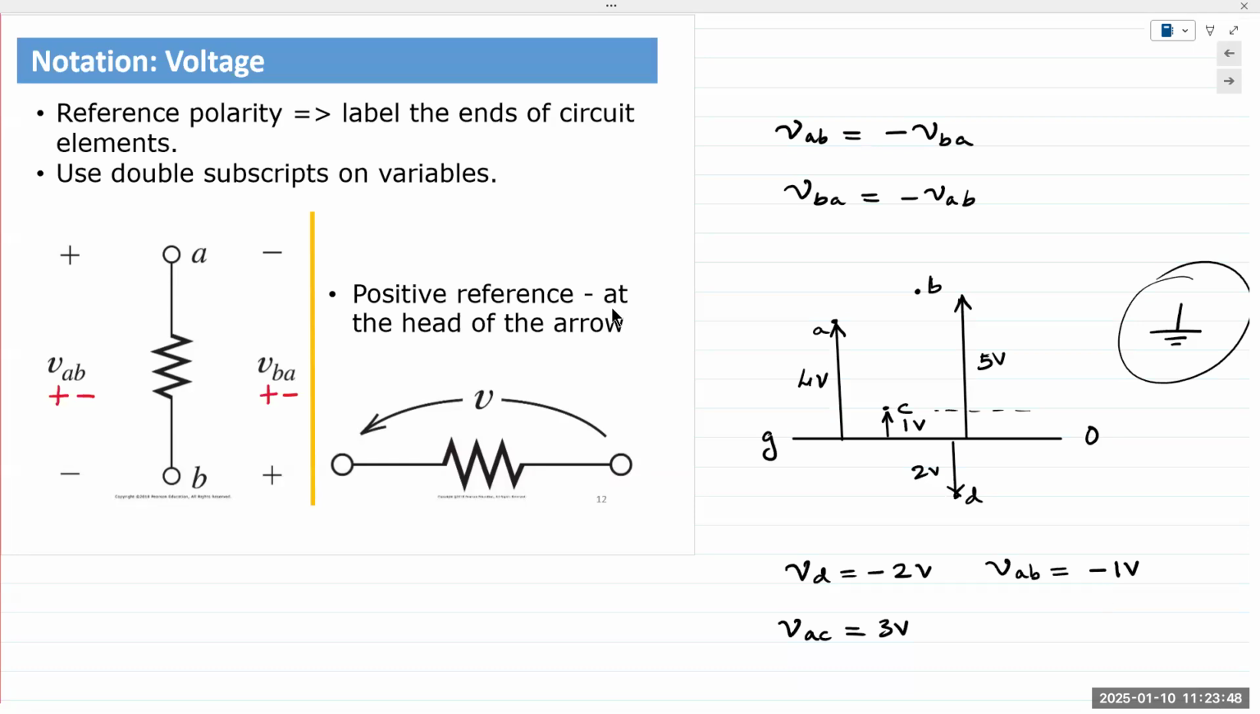Yes. So if I was measuring VAB, the positive reference of the meter would be at A, negative would be at B. So the negative reference would be at B, and so it's a higher level. It's higher than A, and so negative.